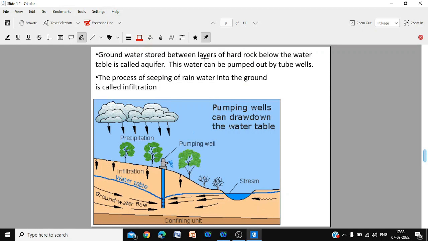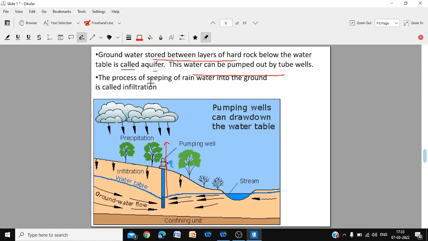Groundwater stored between layers of hard rock below the water table is called aquifer. When there are layers of hard rock below the water table, that is called aquifer. This can be pumped out by tube wells. So here we got a well or tube well from which you can pump out the water.